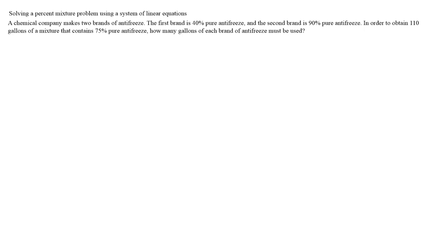Okay, so we are going to be solving a percent mixture problem using a system of linear equations. In these types of problems in ALEKS, you'll be given something like antifreeze or fruit punch or saline solution, but they're all basically the same. We're mixing two things together to get a third thing. I'm a fairly visual person, so I like to draw pictures. So I'm going to have a first brand and a second brand, and I'm going to pour them together.